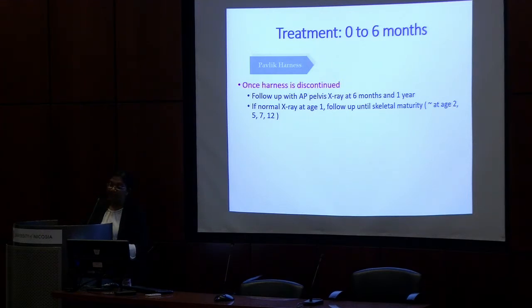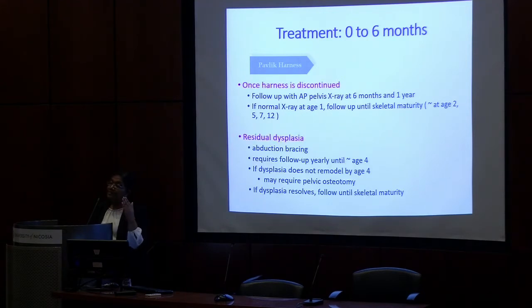So, once the harness has been discontinued, you're happy with how the hip looks, you want to do a pelvic X-ray at age 6 months and 1 year. And if they're normal, then you continue to follow them to skeletal maturity, usually at age 2, 5, 7, and 12. But if they still have a bit of dysplasia, so the hip is in joint, but the cup is still a bit vertical, you do want to follow that up with some abduction bracing, the rigid brace. And that requires follow-up until the age of 4, because remember we said the maximum remodeling for the hip is up till age 4. And if the acetabulum doesn't remodel by then they will need a pelvic osteotomy. Okay? If the dysplasia resolves, then you follow them to skeletal maturity on the same schedule as before.